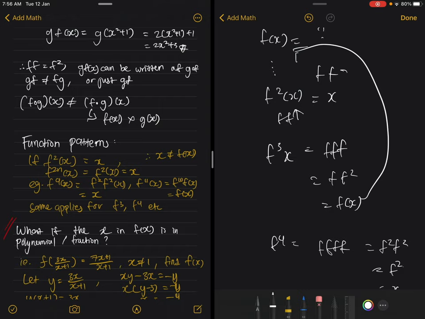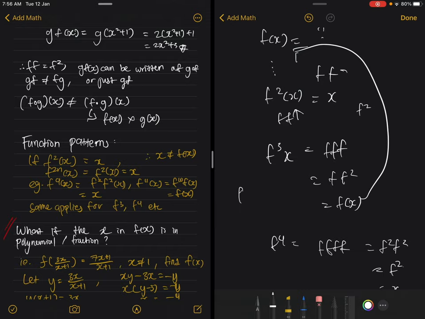The only thing I want to warn you is that it's not always going to be f squared that will give you the pattern. It can be f cubed, f power 4, and so on. It can go through multiple different phases first before it goes back to its original self. But once you get that, just know that the pattern will keep continuing.